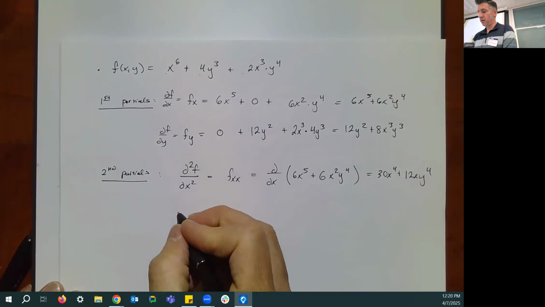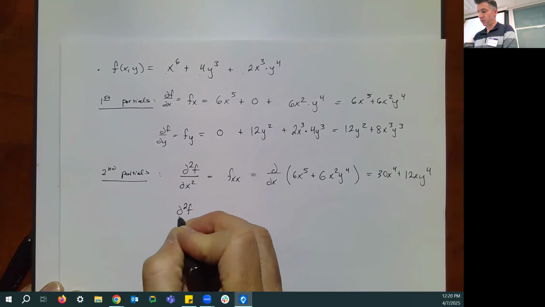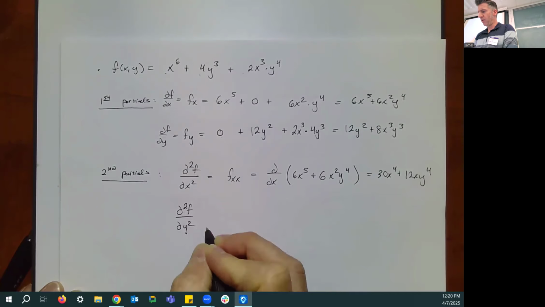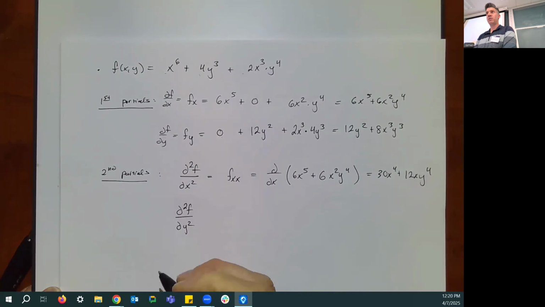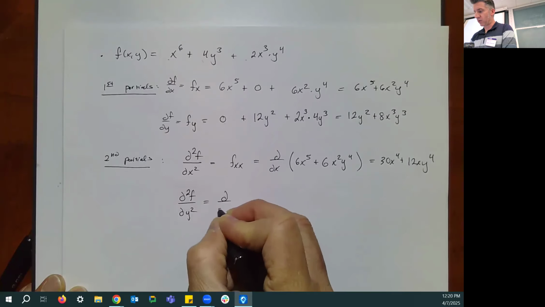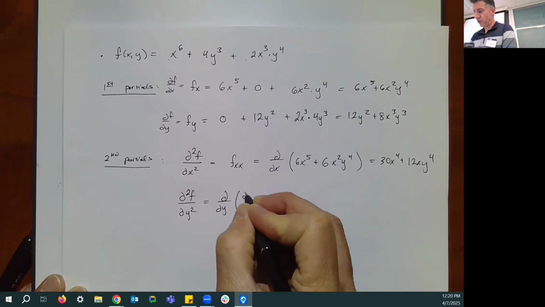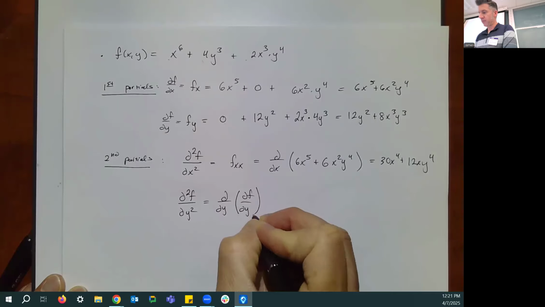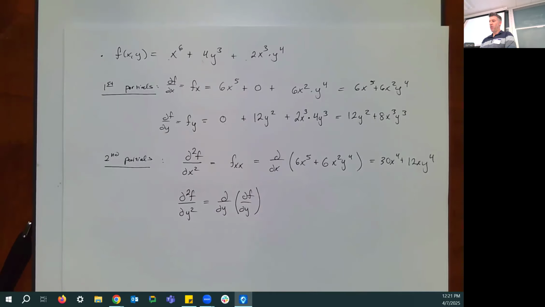In a similar way, the second partial with respect to y. By the way, the reason this notation looks kind of funky is because what you're really trying to write here is the derivative with respect to y of the derivative with respect to y. That's why it comes out that way, where the bottom part is kind of like you're squaring the del y and the top part just squaring the del. It's kind of weird, but it is what it is.